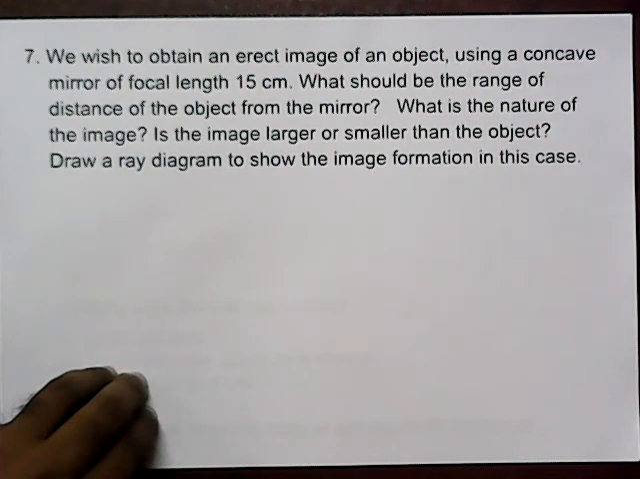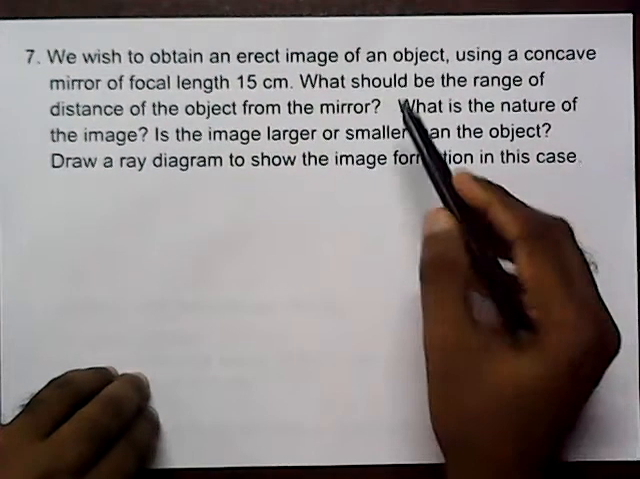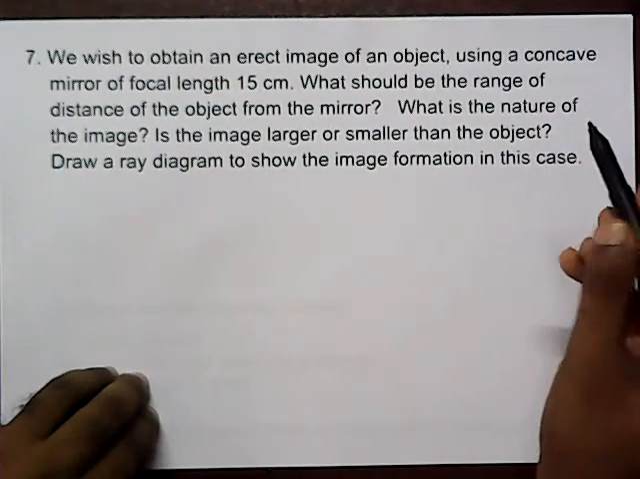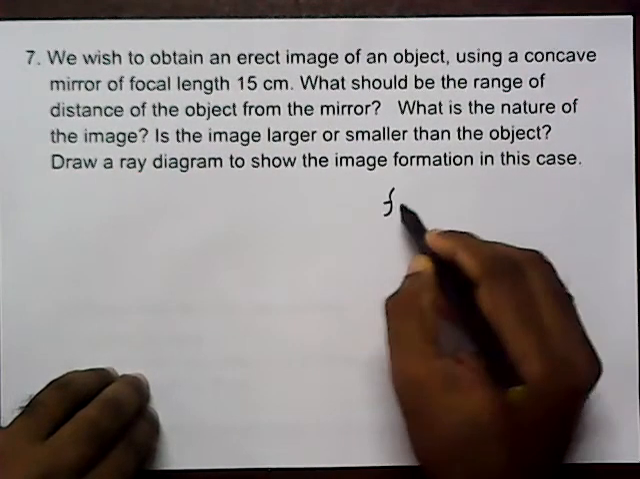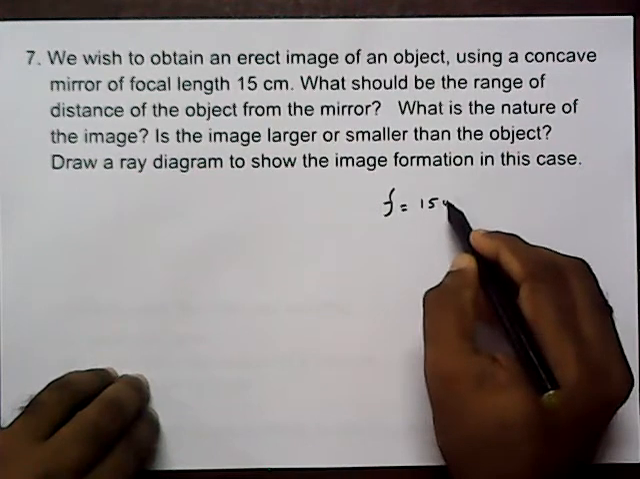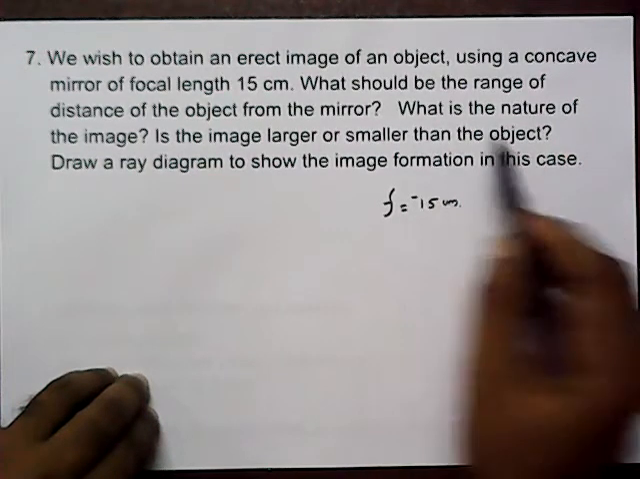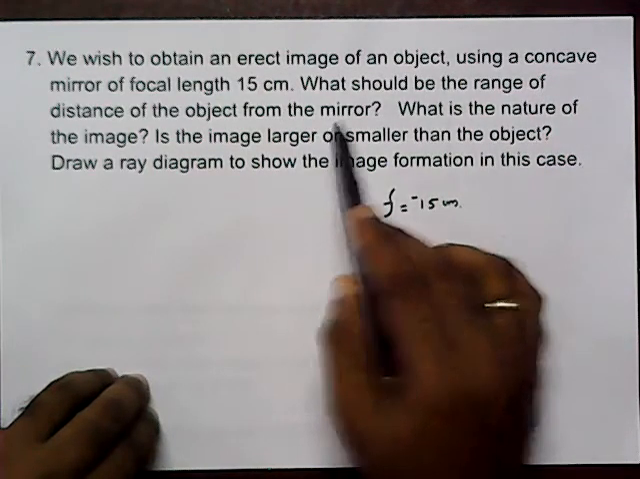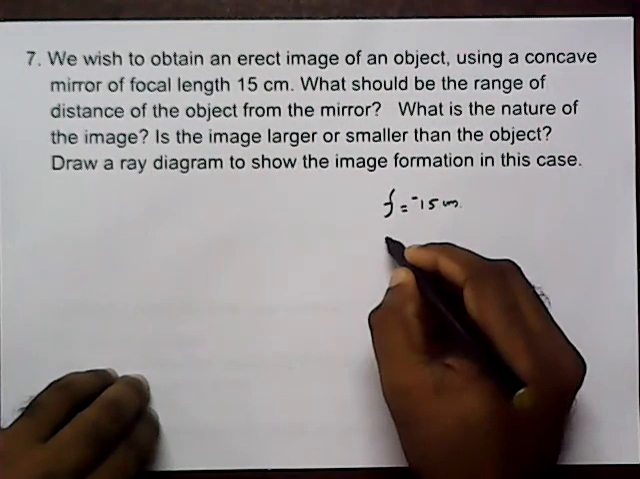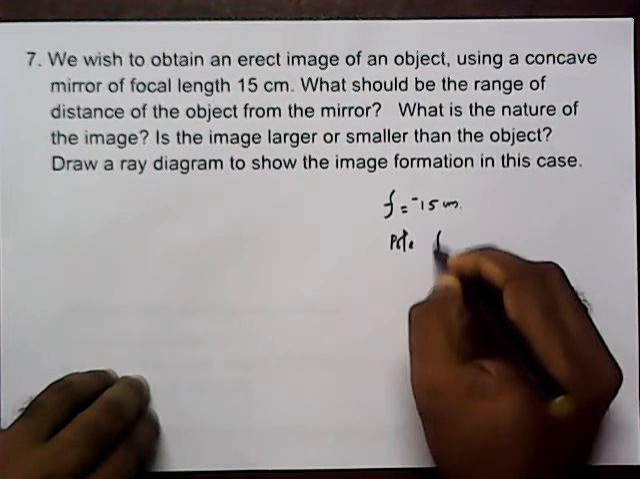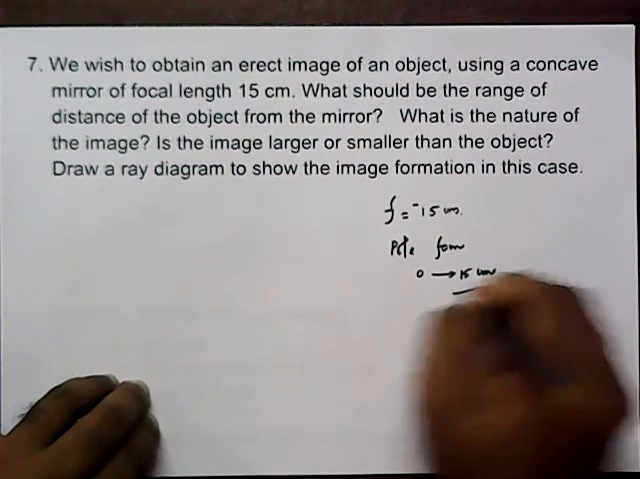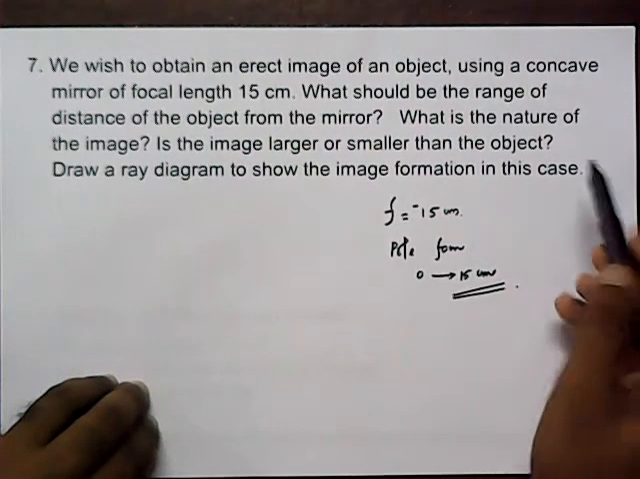We wish to obtain an erect image of an object using a concave mirror of focal length 15 centimeter. A concave mirror of focal length 15 centimeter, so it is minus. What should be the range of distance of the object from the mirror for the erect image? So we have to place it in between the pole and the focus. So that is from 0 to 15 centimeter. That is a very important one.